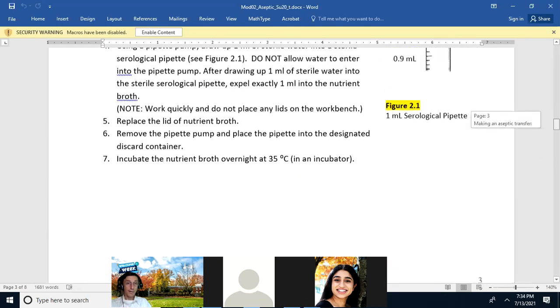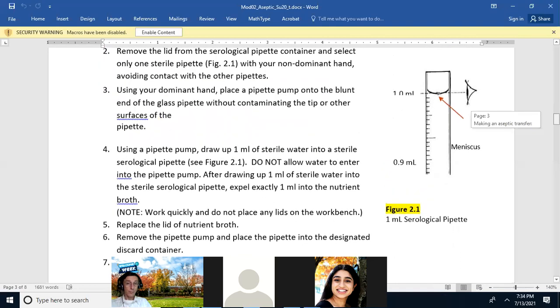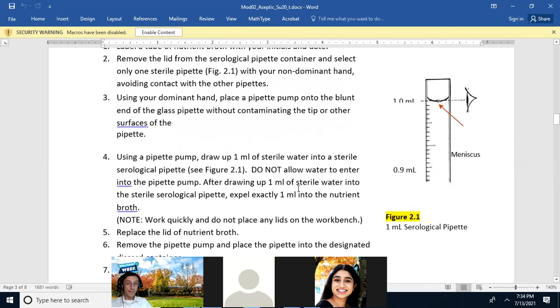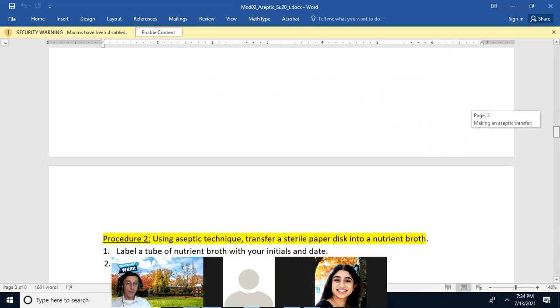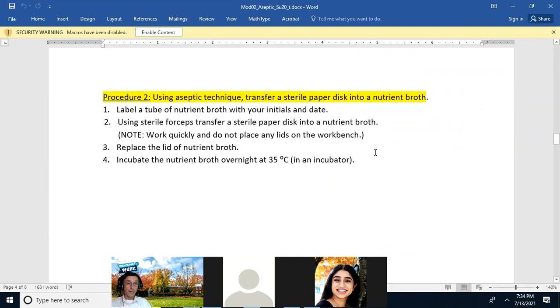So read about procedure 1. Like I said, you're putting water into a sterile broth liquid media, and then we have a picture of the results of that. In procedure 2, you're doing something similar, transferring a sterile paper disc into a tube containing liquid nutrient broth.